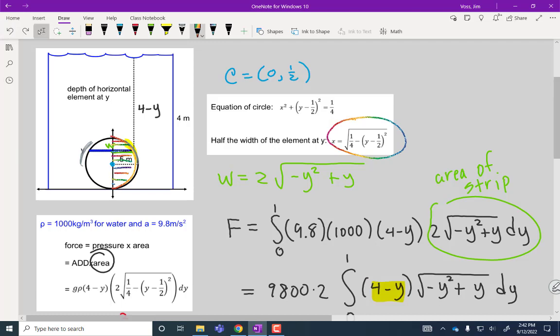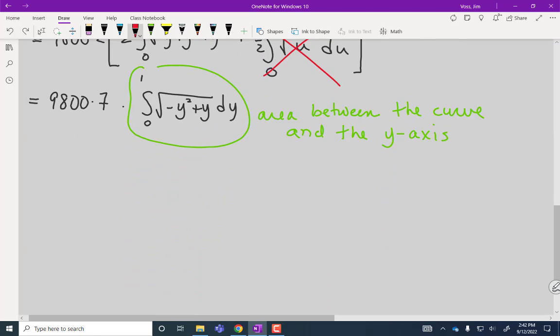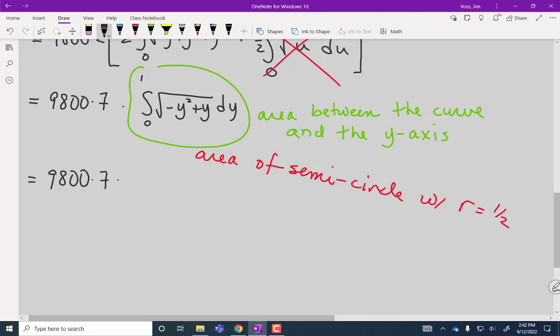So this integral here is the area of a semicircle with r equal 1/2. We know how to find the area of a semicircle of radius 1/2. Super simple. So we're going to have 9800 multiplied by 7 multiplied by pi r squared divided by 2. Area of a circle divided by 2 gives the area of a semicircle.